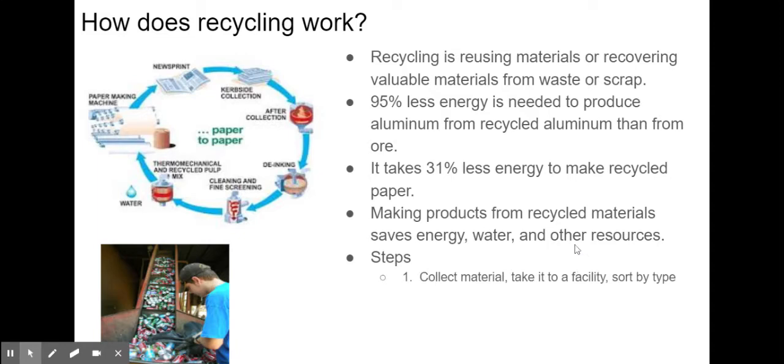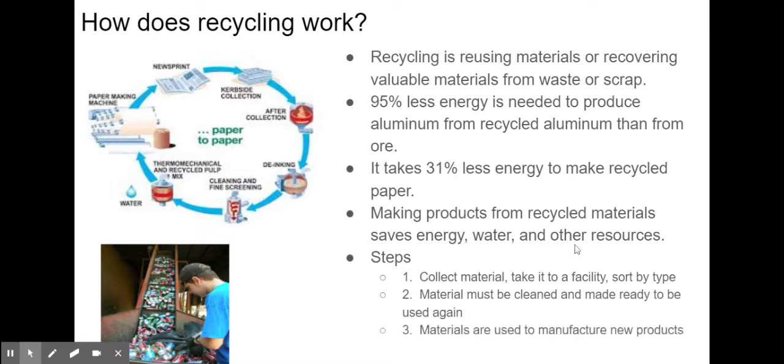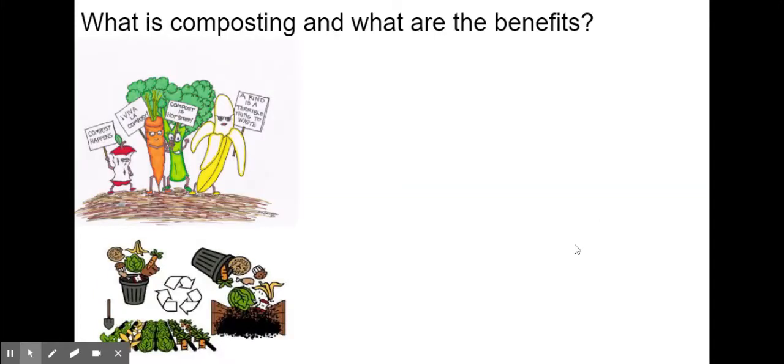Steps for recycling are: 1, collect materials, take it to a facility and sort it by type. 2, material must be cleaned and made ready to be used again. 3, materials are used to manufacture new products. 4, products are sold to the consumers.